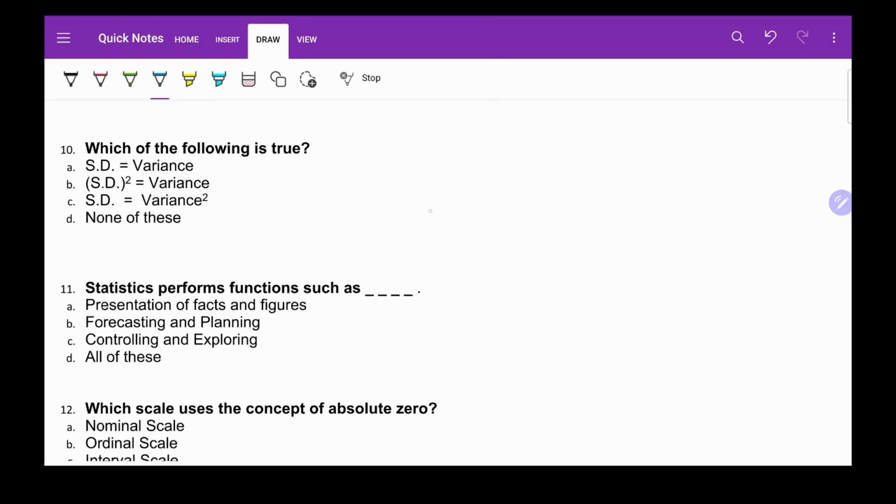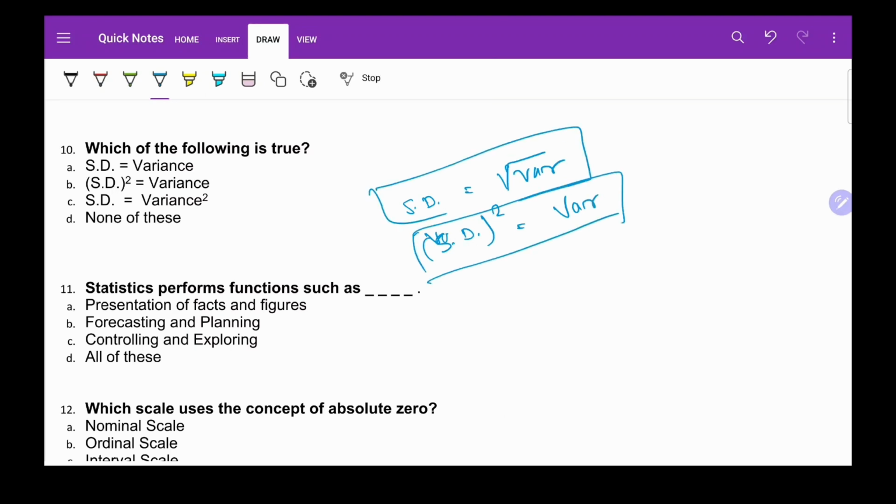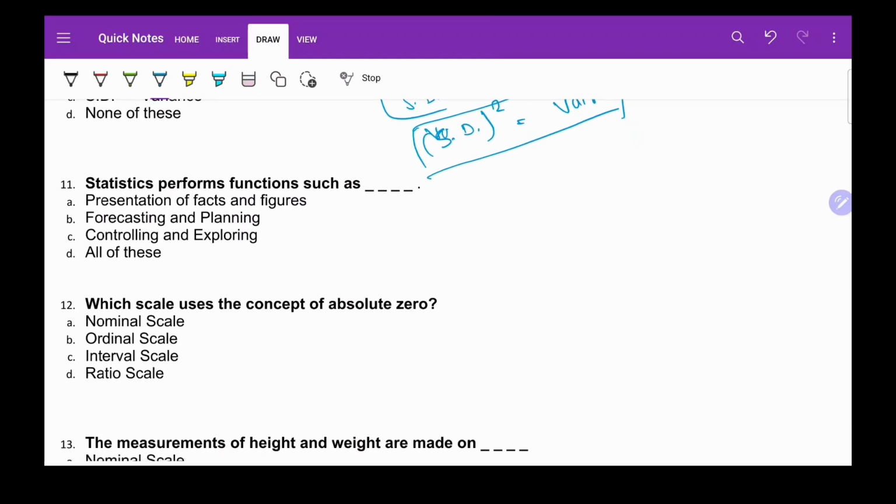Which of the following is true? We have one relation: standard deviation is equal to square root of variance, or we can say that standard deviation square is equal to variance. So this is our relation between standard deviation and variance. Statistics performs functions such as presentation of facts and figures, forecasting and planning, controlling and exploring, all of the above. So statistics performs all of these functions.